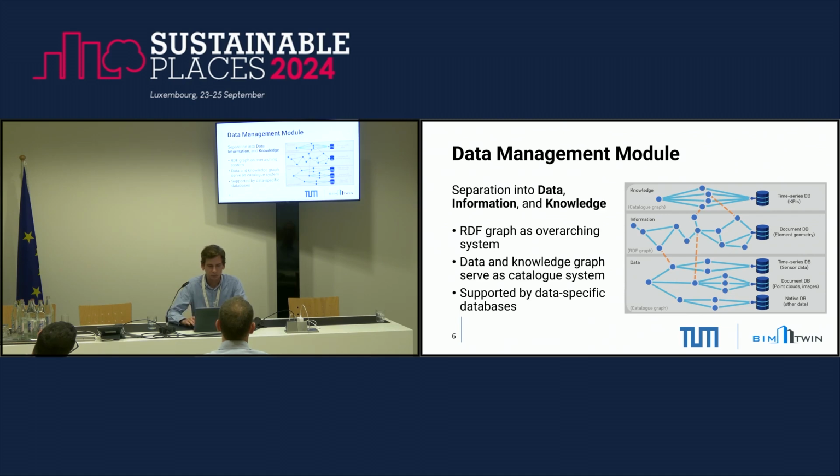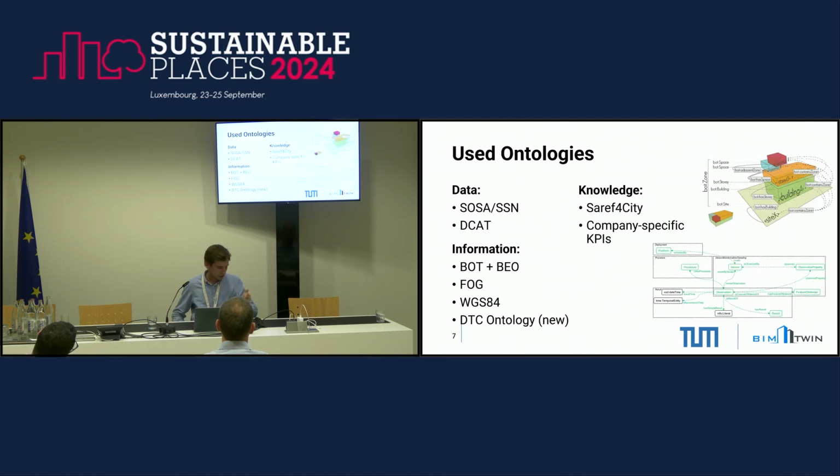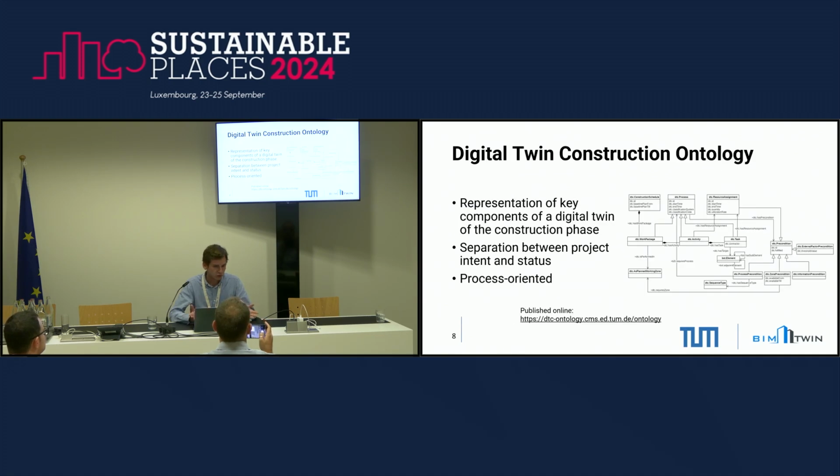And in order to structure this graph, we have tried to use existing ontologies as much as possible. For example, the SOSA and SSN ontology for the data part, bottom-BEO for information, but we have also created our own ontology since we saw some missing needs, especially on the representation of different processes. This here, the digital twin construction ontology, as we call it, is really much focused on the processes that happen on the construction side.